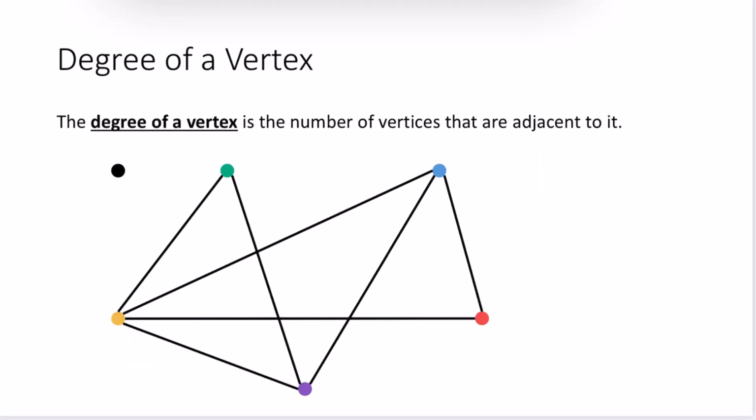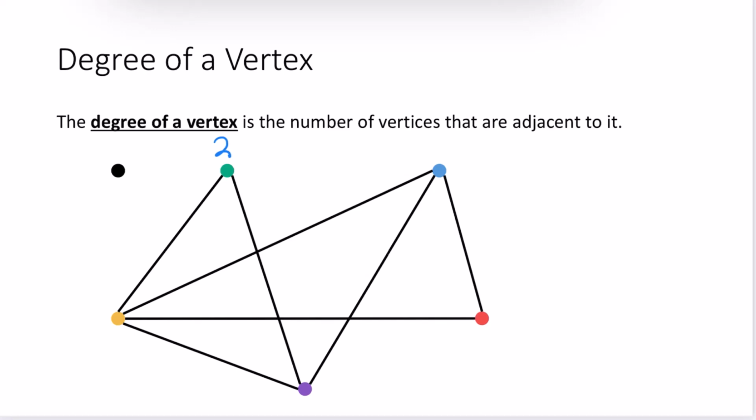And we can describe vertices with a number called the degree of a vertex. So the degree of a vertex is defined as the number of vertices that are adjacent to it. So if we look at this graph, the degree of the green vertex would be 2 because there are 2 edges that leave the green vertex and attach the green vertex to the yellow vertex and the purple vertex.